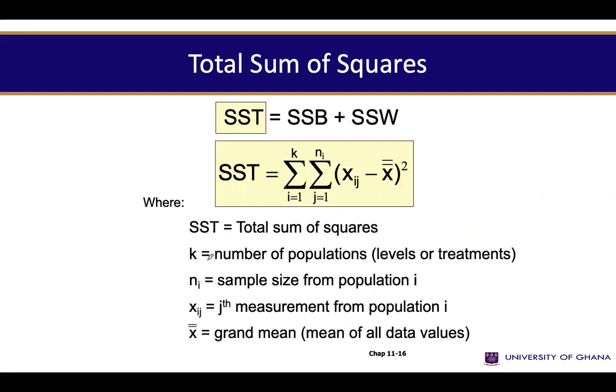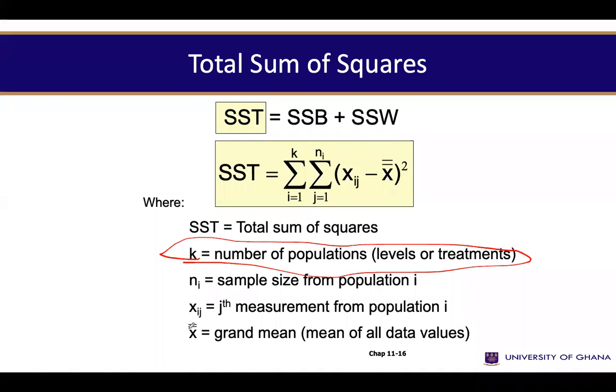The total sum of squares is arguably the sum of the between group and the within group sum of squares. Now, we have k groups that we are dealing with, and each of the k has a sample size: n1, n2, n3, n4, and so on. In each of the populations, there is a measurement or data found within it. Then there's also a grand mean.